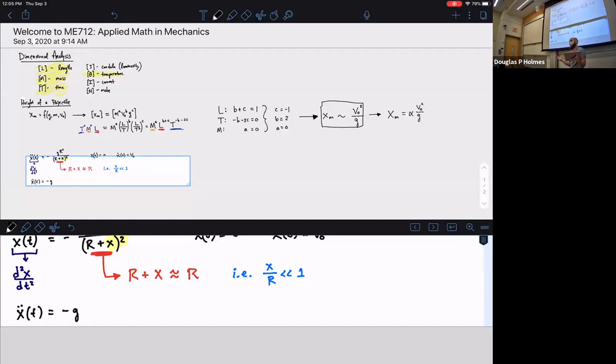Now that's a pretty straightforward differential equation to solve. You have two initial conditions, you integrate twice, apply the two initial conditions to find the two unknown constants of integration, and you solve this problem and you end up with this solution that probably looks familiar, I think, which is that the height of the ball as a function of time is simply 1/2 g t squared plus v naught t.